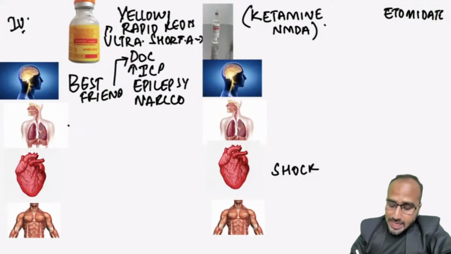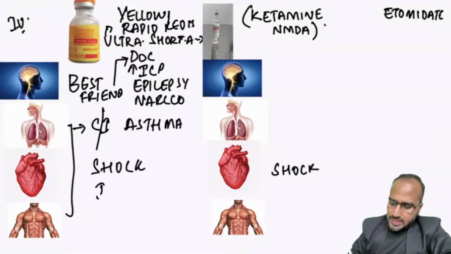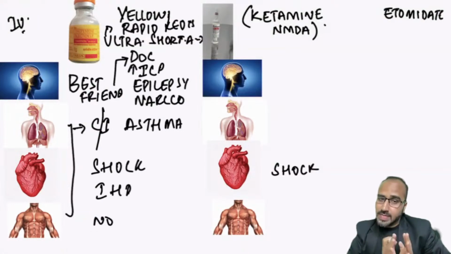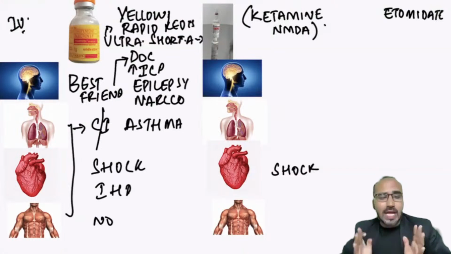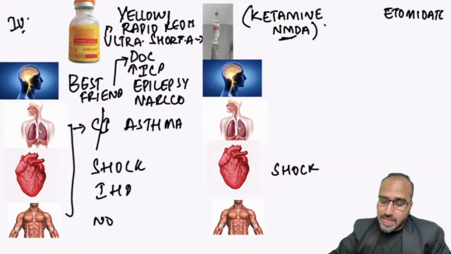Now it is an enemy of all other systems. All others means what? It is contraindicated in asthma, contraindicated in shock, contraindicated in ischemic heart disease, right? And it has no effect on muscle. That is sodium thiopentone that we need to remember, right? Now, when we are discussing IV induction agents, always remember, guys, all IV induction agents act through GABA except ketamine, which acts through NMDA.